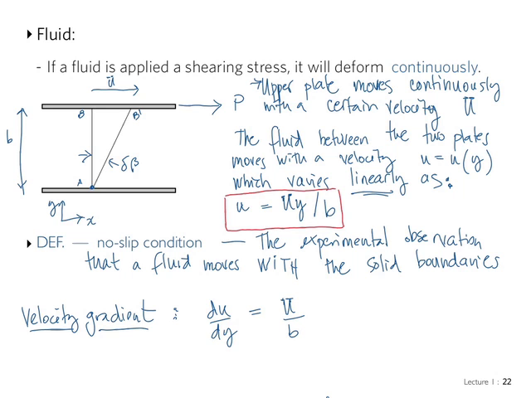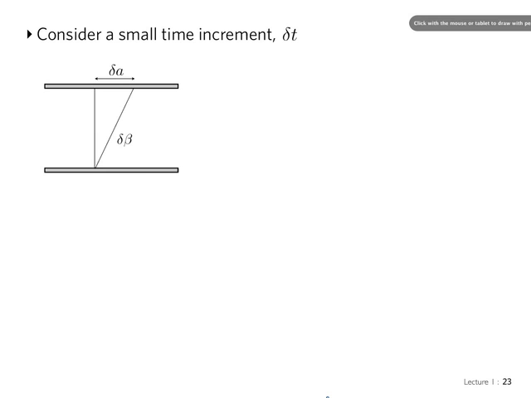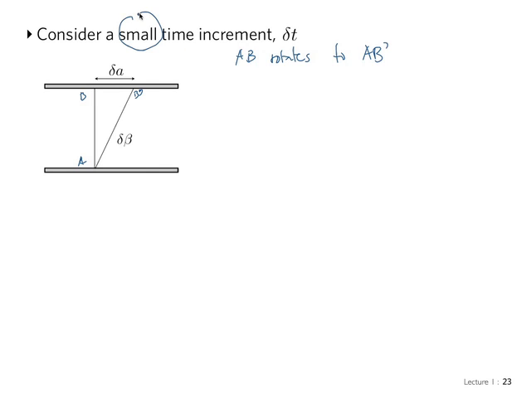Okay, so now we're going to consider a small increment of time, delta t. The line AB, as we said, rotates to the line AB prime. Notice we're saying it's a small time increment. In the sketch, of course, it looks like a very large angle, but we are mathematically considering a very small time increment, and so a very small angle. So the picture here is exaggerated, but it's a small angle.